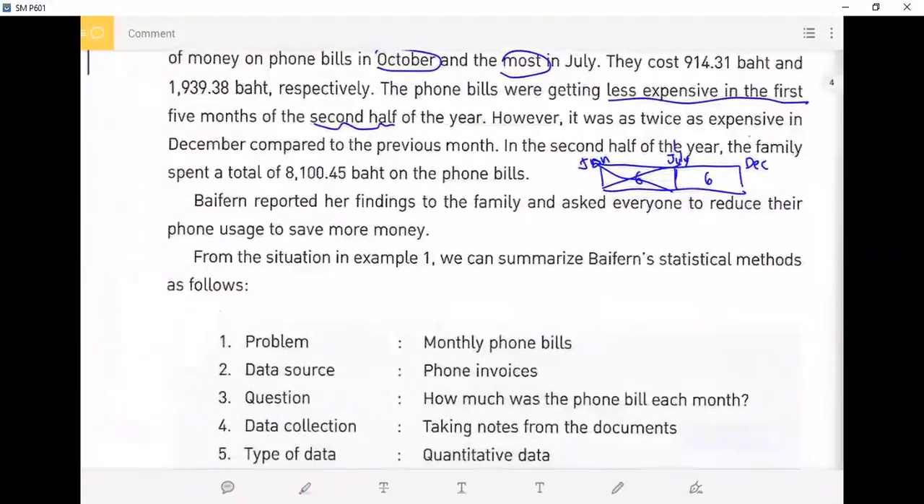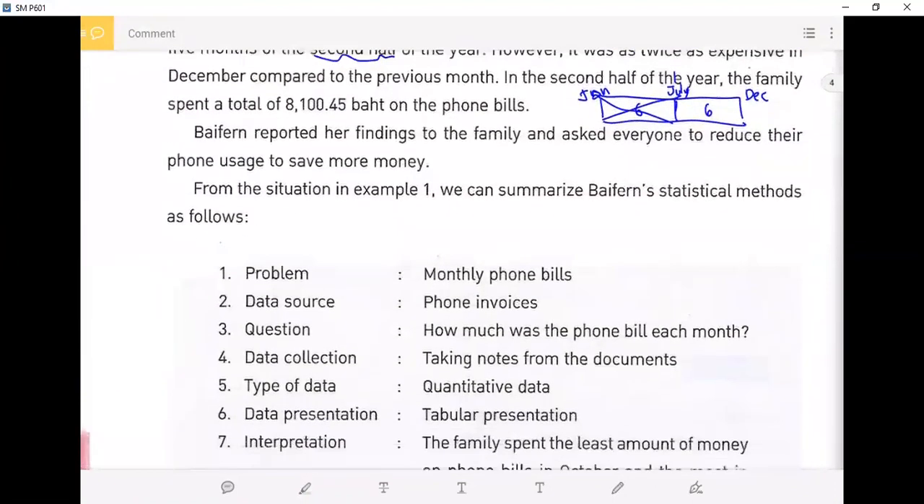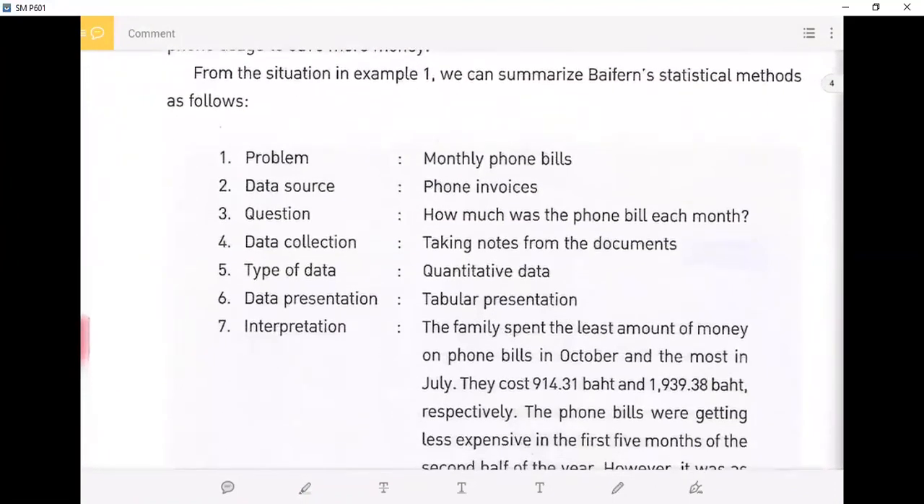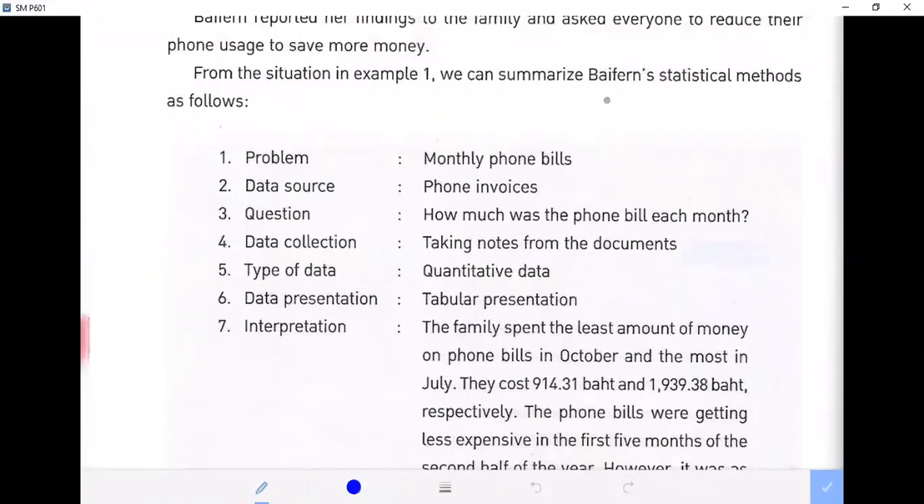That is what she says. You know, the family spent 8,100 baht. Yeah, something like that. Easy, right? So now if we just want to talk about this situation in a statistical method, right? So what is the problem of her? Somehow this is like science, right?